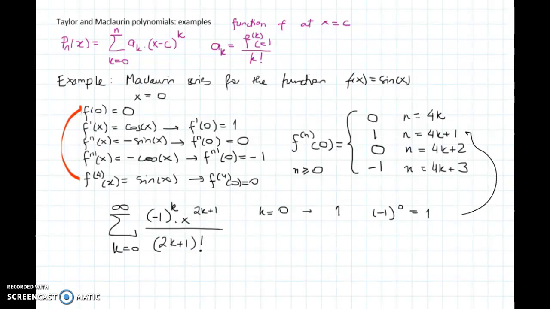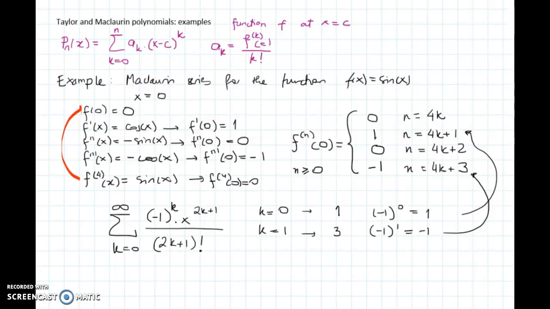This is what we have over here. When k is equal to 1, then we're talking about 2k plus 1 being equal to 3. So we're going to have negative 1 to the power of 1, which is negative 1. And this corresponds to a multiple of 4 plus 3. So that index is what we need to make the sign alternate from positive to negative.